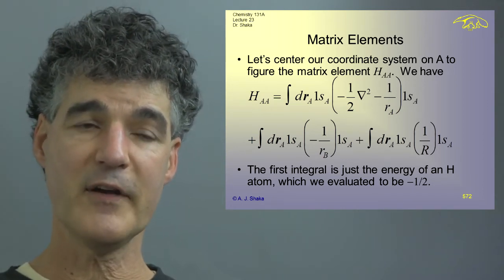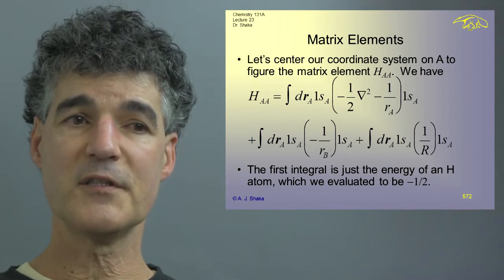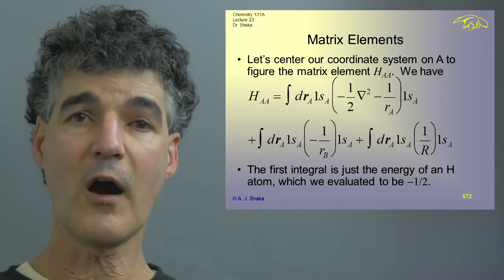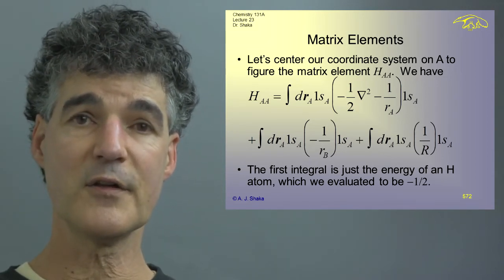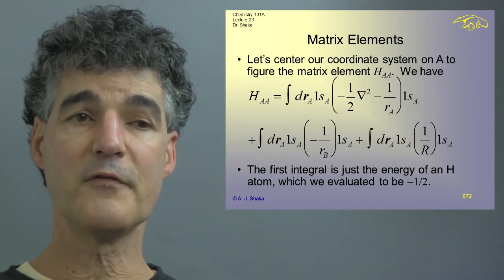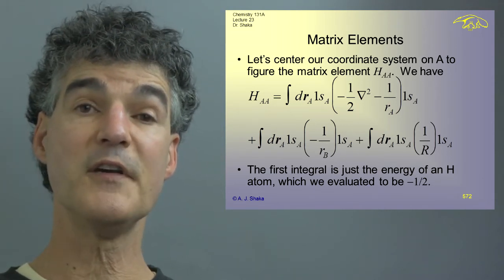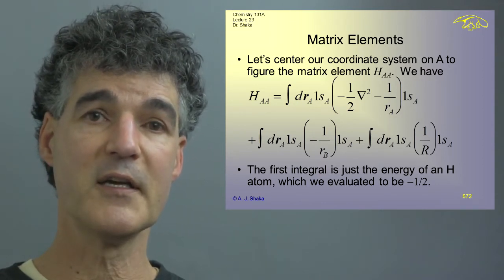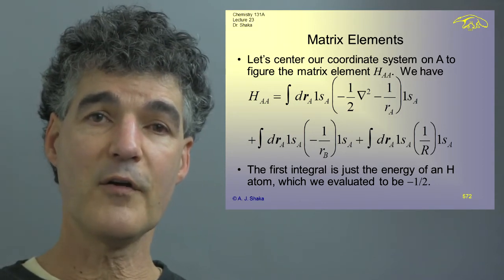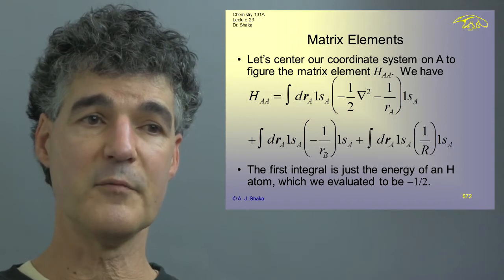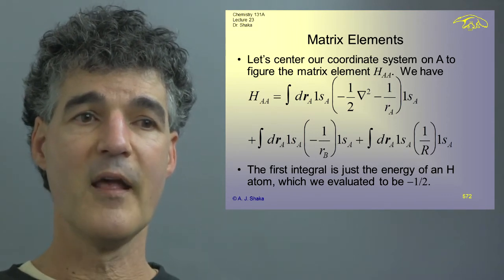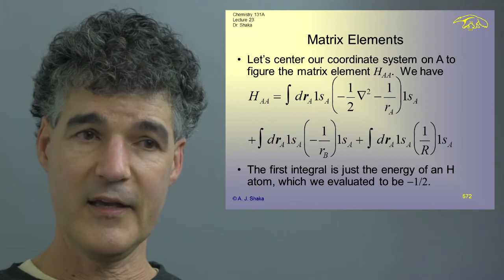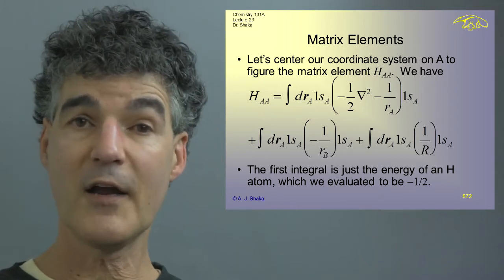And then we have the final one, which is just the integral of 1 over R, big R. That's the internuclear repulsion. That one's very easy to do because R is fixed. Remember, we froze the nuclei. R is fixed, so that integral, that 1 over big R, just comes out of the integral, and we can do that. The first integral then is just like for a hydrogen atom.